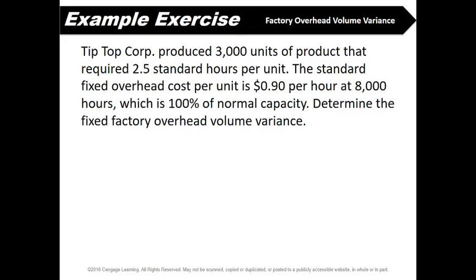Here we are back with Tip Top Corp, producing 3,000 units of product that require 2.5 standard hours per unit. The standard fixed overhead cost per unit is 90 cents per hour at 8,000 units, which is 100% of normal capacity. So we asked you to determine the fixed factory overhead volume variance.